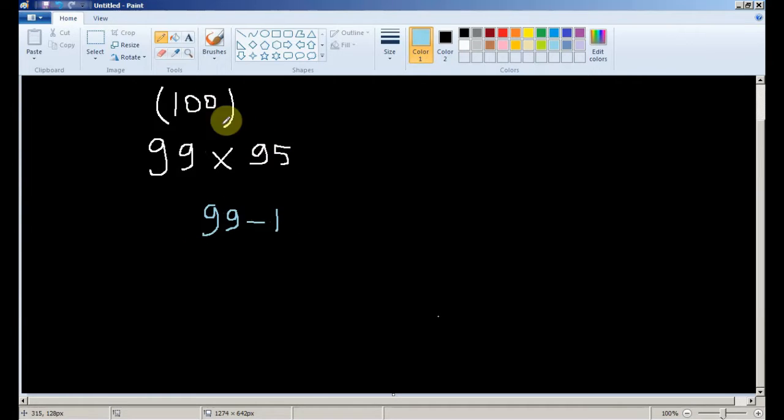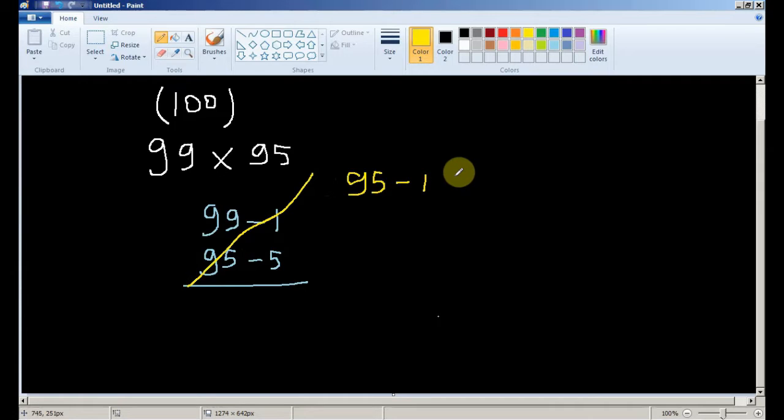Similarly, for 95, which is also less than 100, you write 95 and you write the difference, which is 5, with a negative sign. Now, like a single digit number, you have to do a cross subtraction. So 95 minus 1 gives you the answer 94.